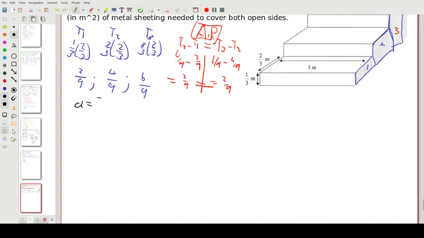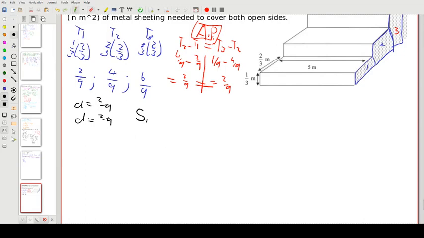Right, so we know this is an AP. Our A is our first term, and our common difference is also 2/9. Our first term is 2/9, and we're adding 2/9 each time. And we want the sum of the first 12 terms. Well, let's do what is Sn first, just to remember the formula.